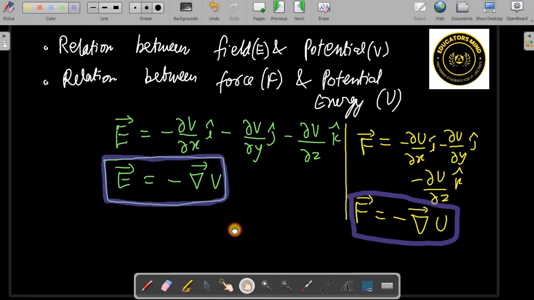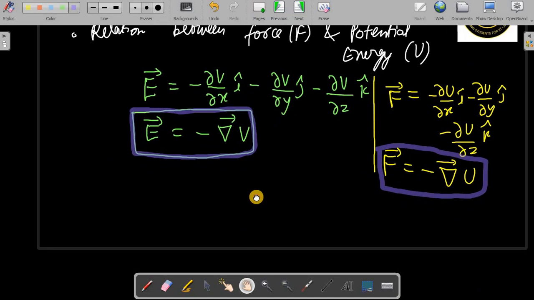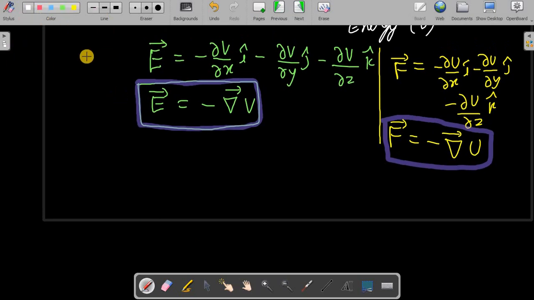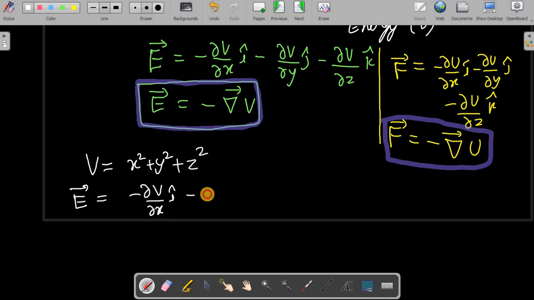solve this partial differentiation. Partial differentiation is the same as differentiation. The only thing that we should note is that it's a function. For example, let's say V can be a function of x, y, z. Suppose V is x square plus y square plus z square, and they ask you to find the electric field at some point. So how do you calculate the electric field? When you are calculating the electric field, you are doing partial differentiation of V with x i cap minus partial differentiation of V with y j cap minus partial differentiation of V with z k cap.